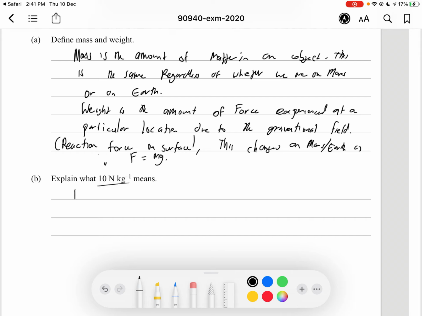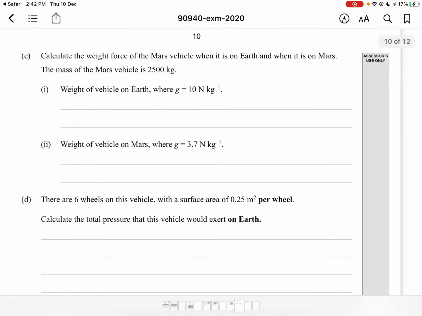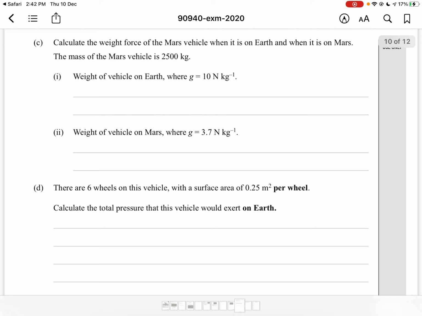Explain what 10 units per kilogram means. This means that for each kilogram of mass, a 10 Newton weight force is experienced. So very basic explanations there. For each 1 kilogram of mass, a 10 Newton weight force is experienced. Okay, so that's what 10 units per kilogram means.